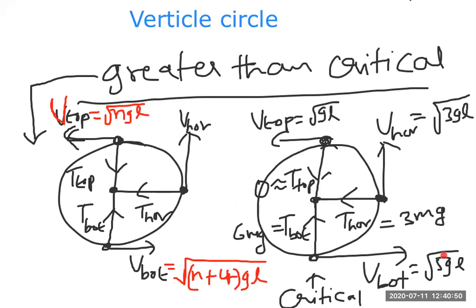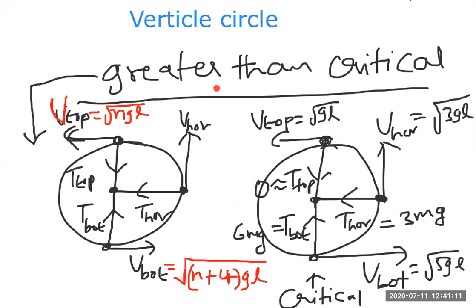So 5 can be written as 1 plus 4. 1 is nothing but n in the greater than critical situation. So instead of 1 plus 4, I am writing n plus 4. Here 1 plus 4 is 5. So n plus 4 in greater than critical situations, I am writing like that. I hope you got some rough idea about this now.